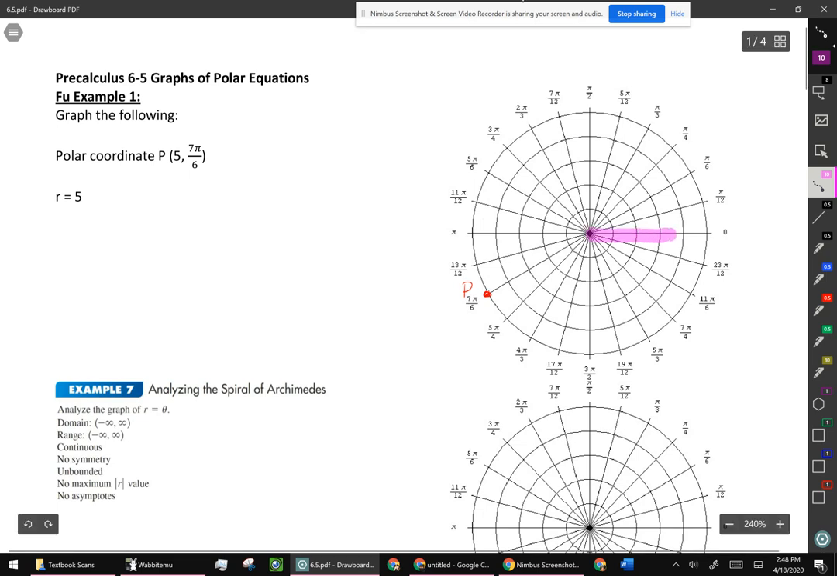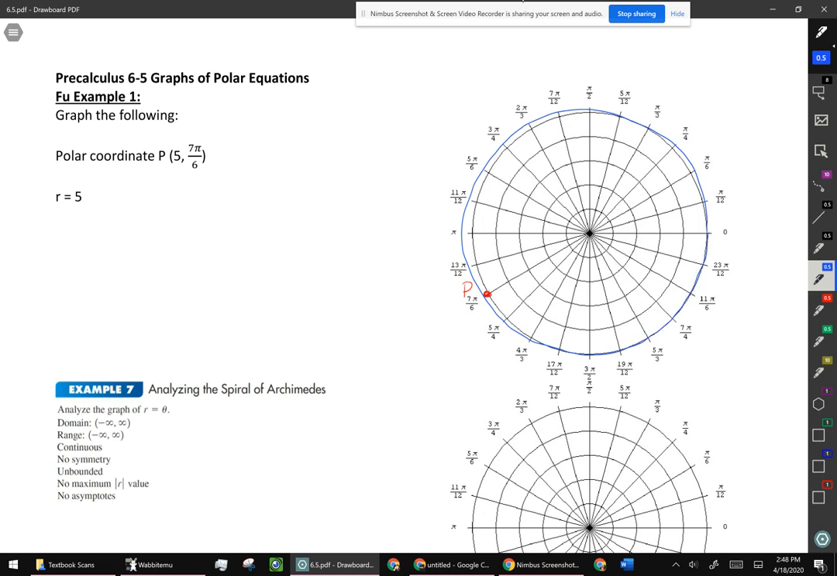1, 2, 3, 4, 5. And so I'd expect to see a circle. I could do it neater than I just did, but there's your circle with a radius of 5. In all directions, you're 5 units away from the pole.